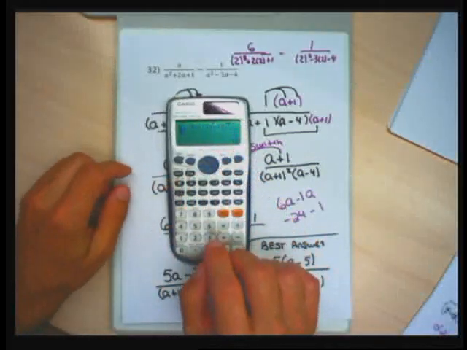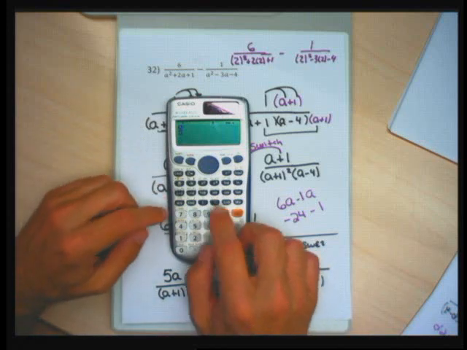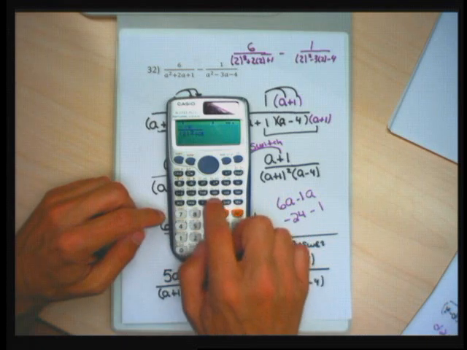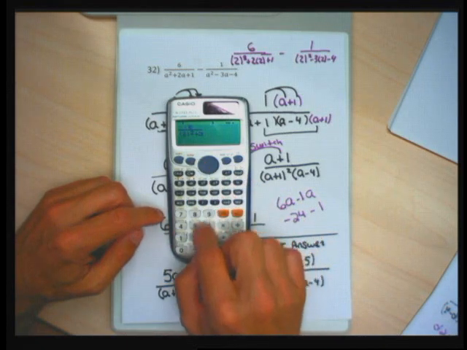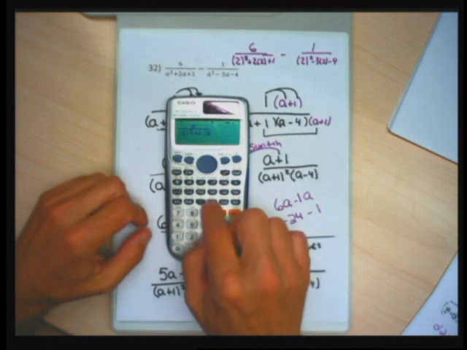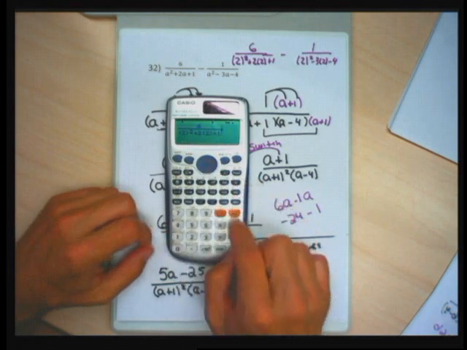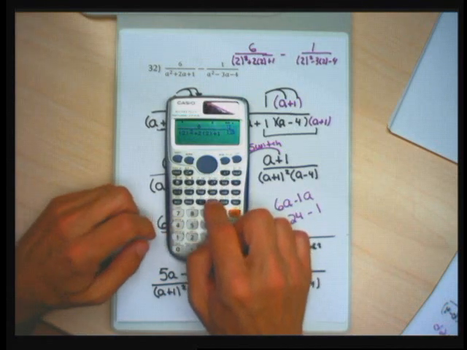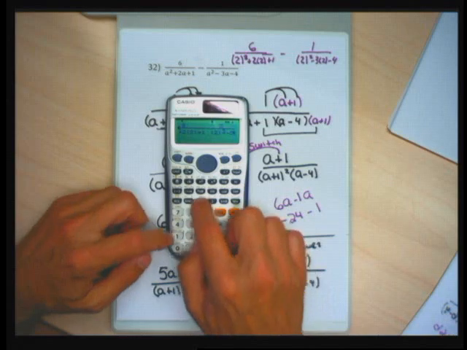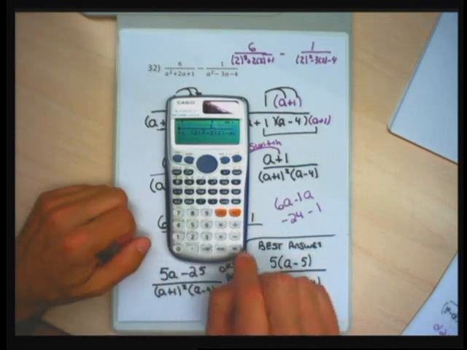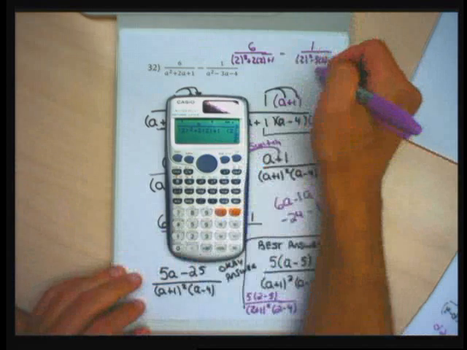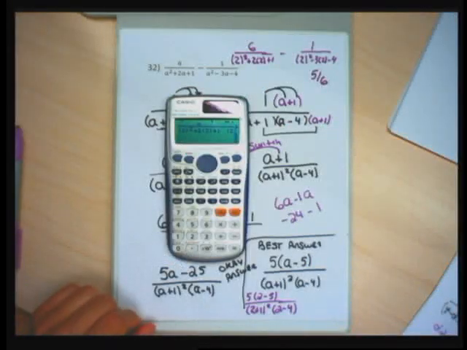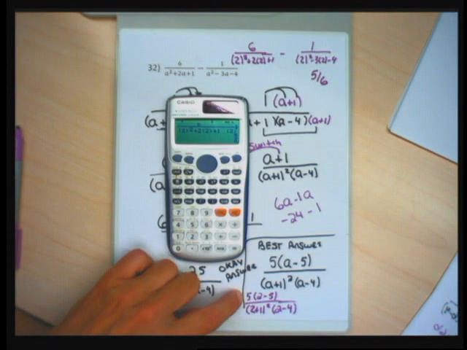So original problem, fraction 6 over 2 squared plus 2 times 2 plus 1 minus fraction 1 over 2 squared minus 3 times 2 minus 4. And I get 5 over 6, assuming I entered that right. I'm fading on myself and I'm not sure I actually entered that right. But I'm going to check down here and hopefully get 5 over 6 again.